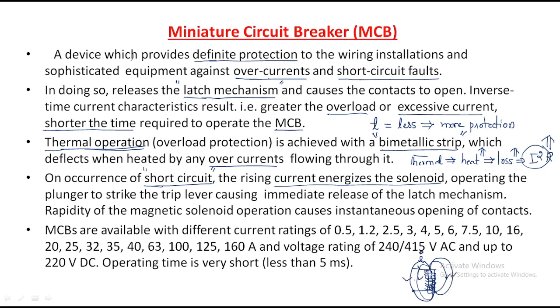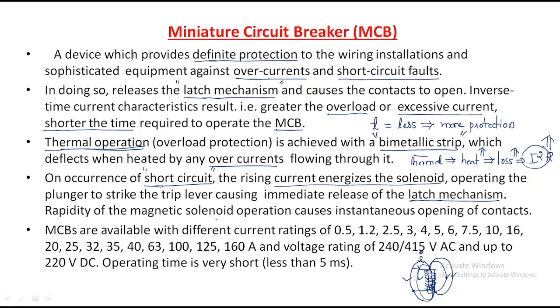This is the solenoid, operating the plunger to strike the trip lever, causing immediate release of the latch mechanism. So by this solenoid operation, whenever a short circuit is there, the solenoid will be operated. How does it operate? The plunger will strike the trip lever, and due to that, the latch mechanism will be immediately released.